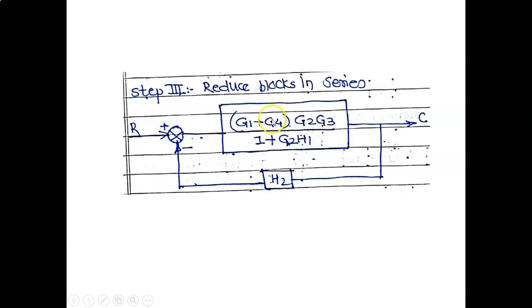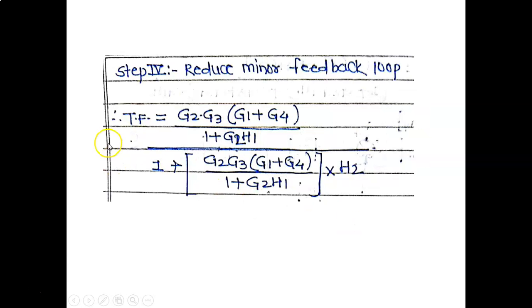Now these two blocks, this block and this block H2 along with this summing point, they are forming minor feedback loop. Therefore we will solve this. Therefore transfer function is equal to G2 G3 divided by G1 plus G2 divided by 1 plus G2 H1 divided by 1 plus G2 G3 into G1 plus G4 divided by 1 plus G2 H1 into H2.